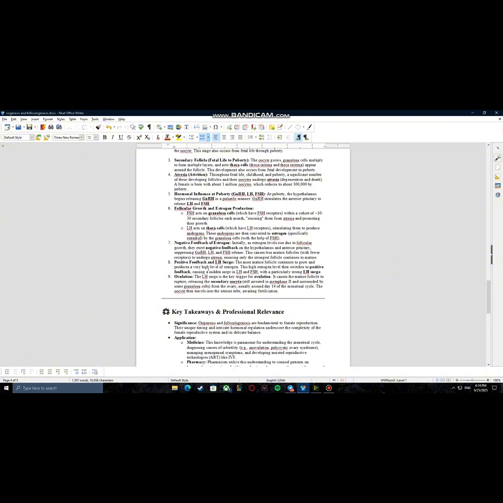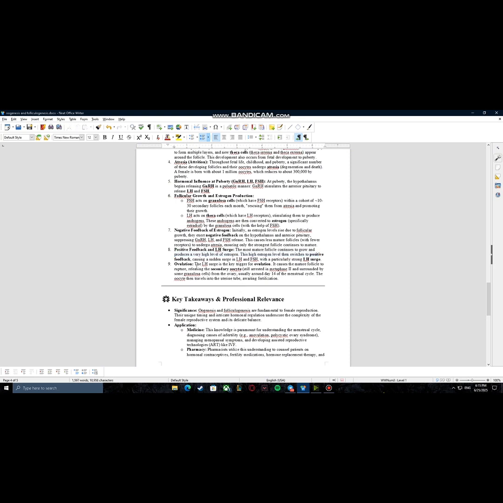Positive feedback and LH surge. The most mature follicle continues to grow and produces a very high level of estrogen. This high estrogen level then switches to positive feedback, causing a sudden surge in LH and FSH, with a particularly strong LH surge. This mostly happens at day 14 of the menstrual cycle.